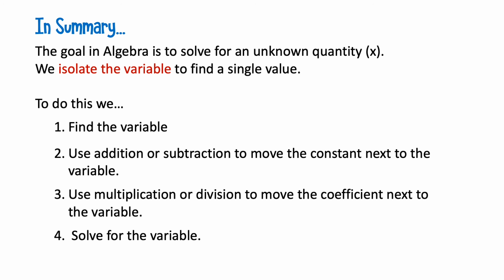In summary, the goal in algebra is to solve for an unknown quantity. We isolate the variable to find a single value. To do this, we find the variable and we do the opposite. First, we're going to move the constant. We move a constant using addition or subtraction. Next, we move the coefficient. We move a coefficient using multiplication or division, and we solve for the variable.